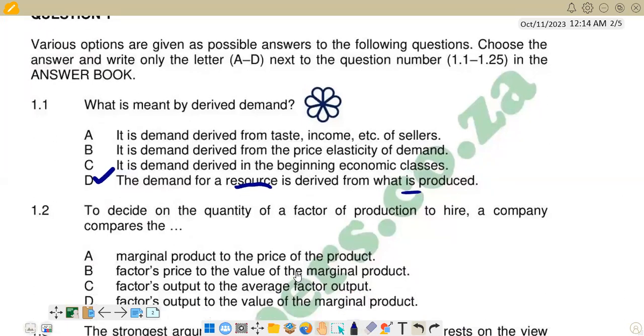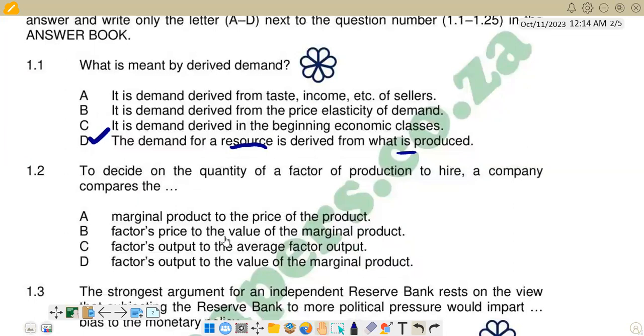If you go to the next question, the next question reads, to decide on the quantity of a factor of production to hire, a company compares the dash. Remember, the factors of production that we have got are different examples of factors of production. We can have land as a factor of production, labor is a factor of production, capital. To summarize them, those are the factors of production that we have. So the question is to decide on the quantity of a factor of production to hire. A company compares the, right, when we are deciding which quantity of labor, quantity of capital we should hire or we should employ, what should we compare?